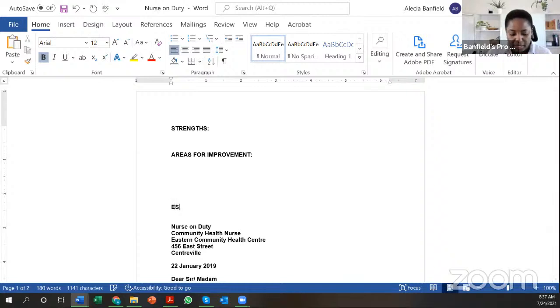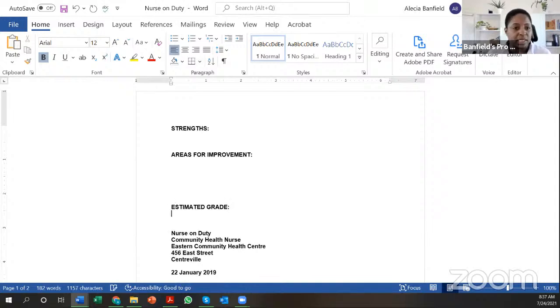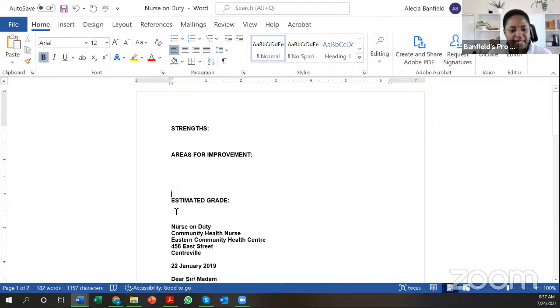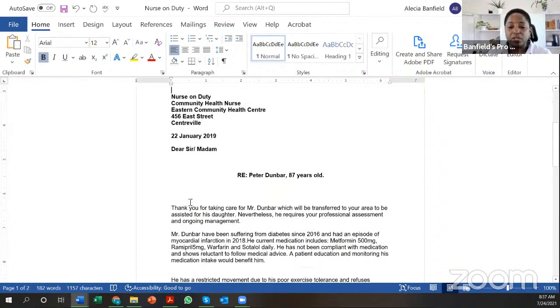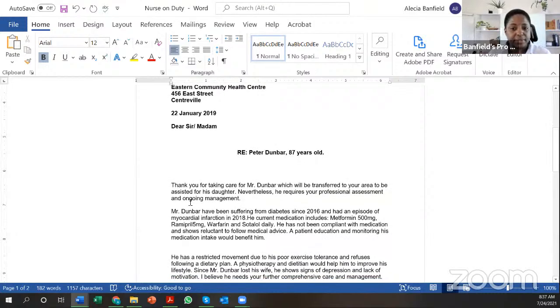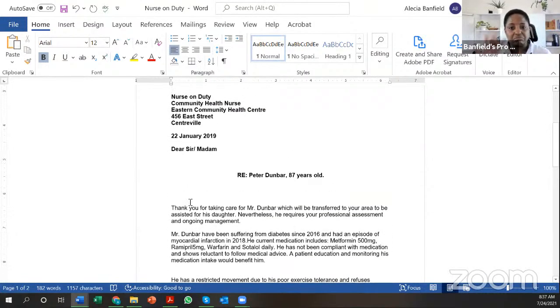And then around here, I will put an estimated grade. And this is a quick correction. There's another kind of correction that we do where they get the number as well as the letter grade, but we'll come back to that later. And then the first thing we're going to do is read the letter as it is without making any corrections yet. Okay.